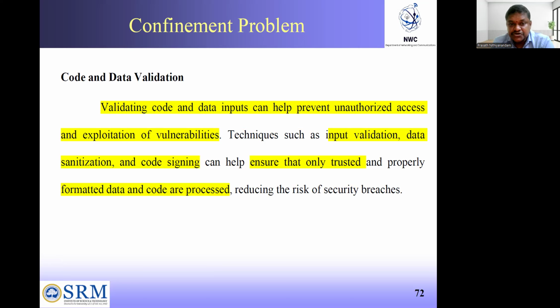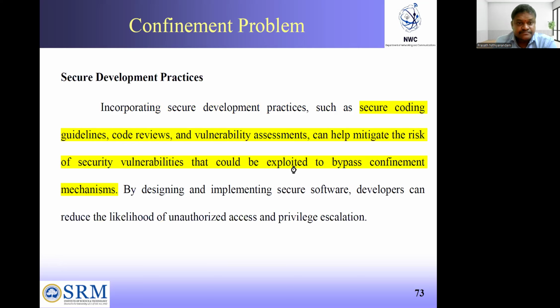The next one is code and data validation. Validating code and data ensures that only trusted and properly formatted input is processed. Methods include input validation, data sanitization, and using digitally signed code. For instance, web servers validate user input to prevent common attacks such as buffer overflow or SQL injection.